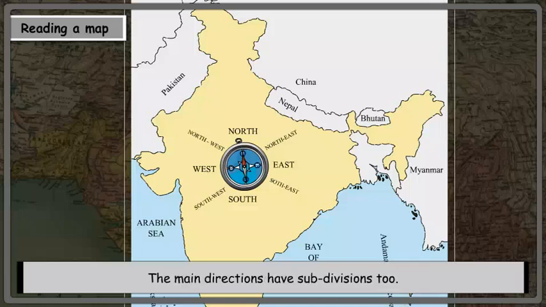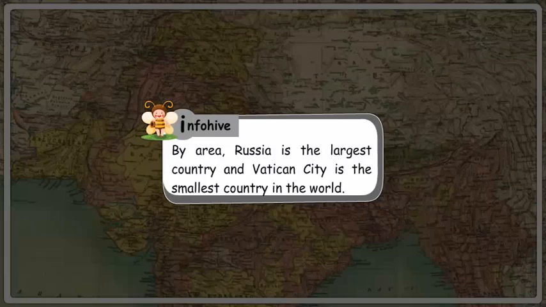The main directions have subdivisions too. The northeast between north and east, northwest between north and west, southeast between south and east, and southwest between south and west. And for fun, by area, Russia is the largest country and Vatican City is the smallest country in the world.